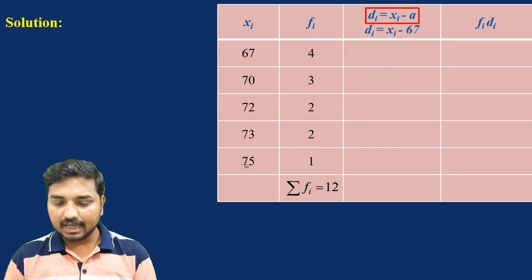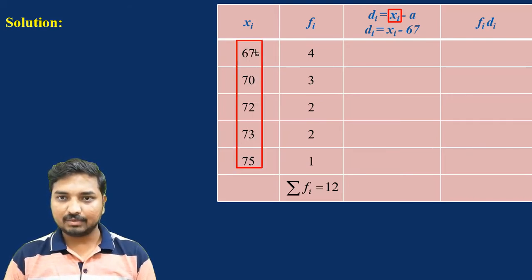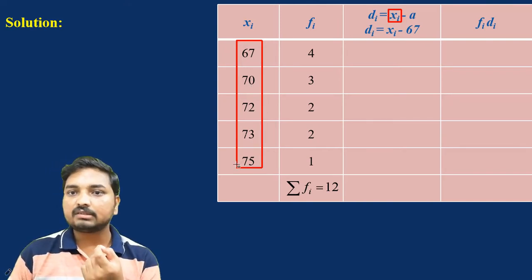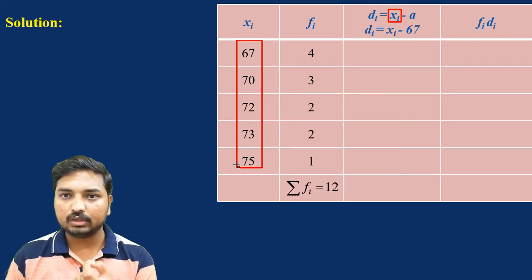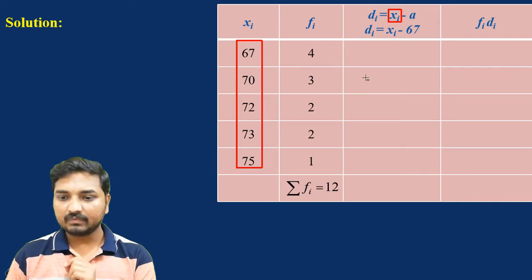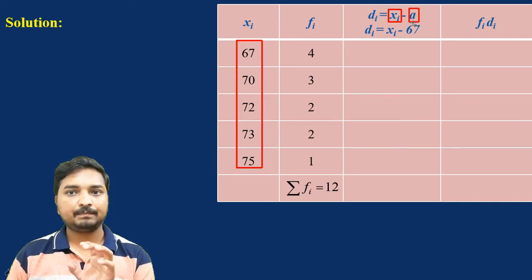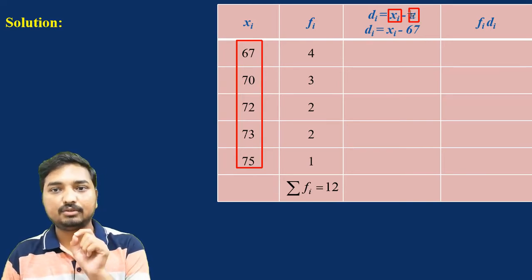Di is equal to xi minus a. Xi means these are the values of xi. The first one is x1, the second one is x2, the third one is x3, x4, x5, like that. The i is a suffix, it takes the values 1, 2, 3, 4, 5 like that. So in general we indicate it as xi. And now what is a? A is very important. A is the assumed mean.